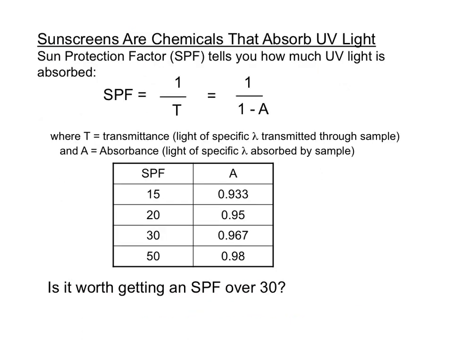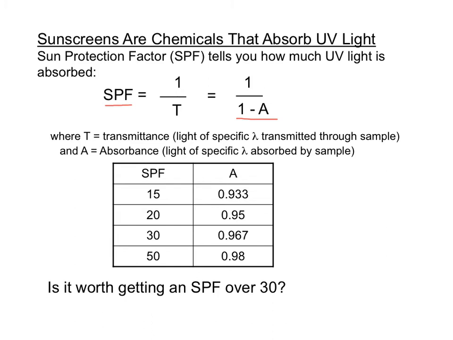Our skin is a good detector of UV radiation. You know that you're exposed to UV because your skin will burn. So sunscreens have chemicals that absorb UV light to protect your skin from UV. This equation shows how SPF is related to the amount of UV light absorbed. And this table relates SPF to the amount of UV absorbed.